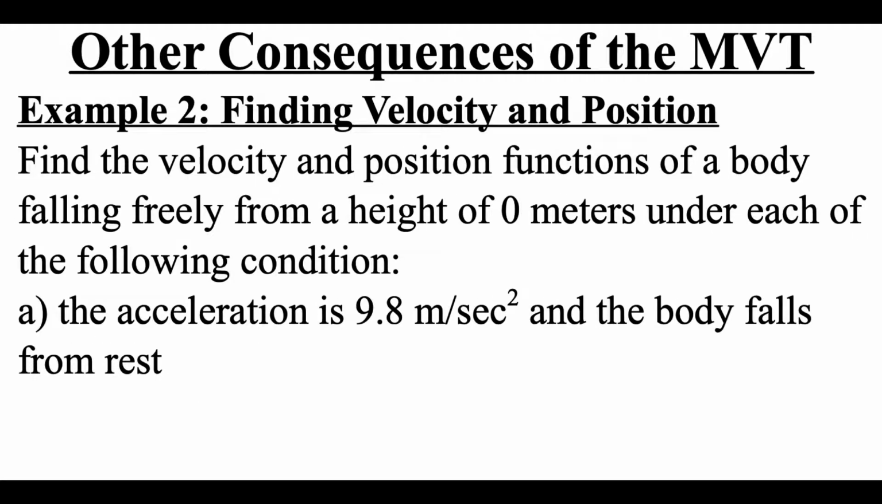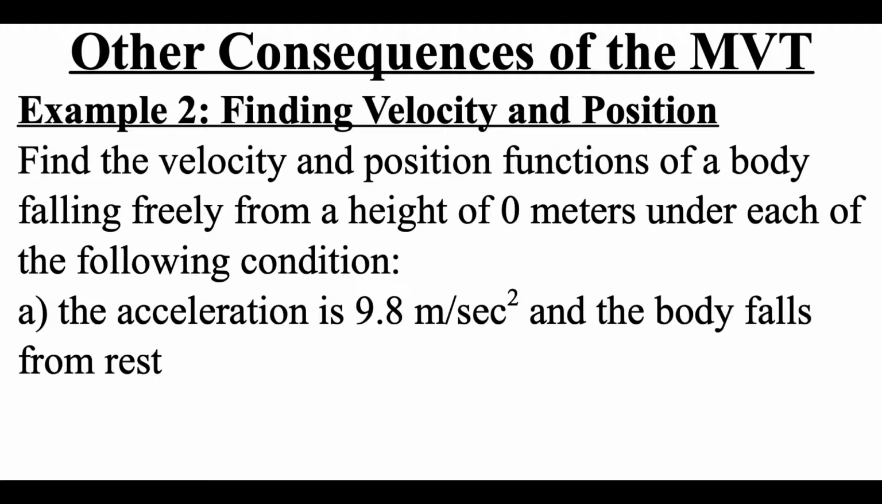Now, in this example, we're going to find a velocity and a position function given an acceleration. So we're going to find the velocity and position functions of a body falling freely from a height of 0 meters under each of the following conditions. So the first condition that we're going to talk about is that the acceleration is 9.8 meters per second squared, and the body is falling from rest.